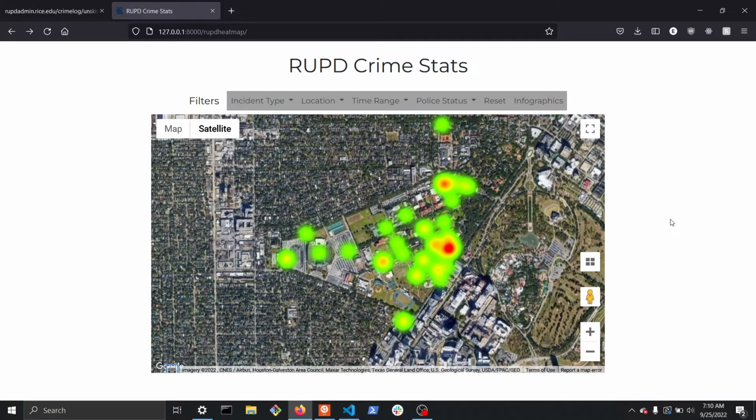Our project was a full-stack application. Starting in the backend, we used Python, specifically the requests, Beautiful Soup, and pandas libraries to get the data, clean it, and then parse the incidents.